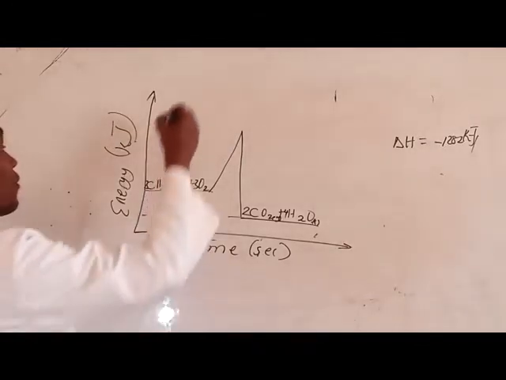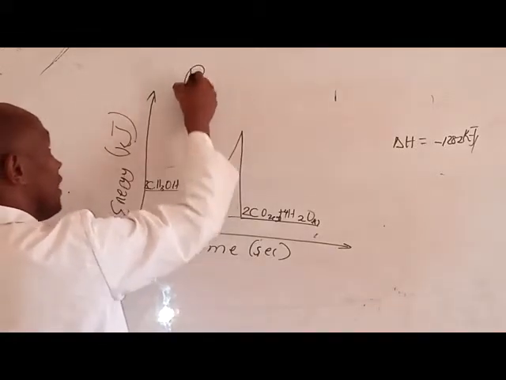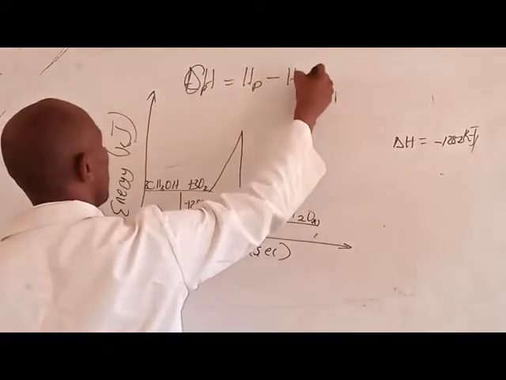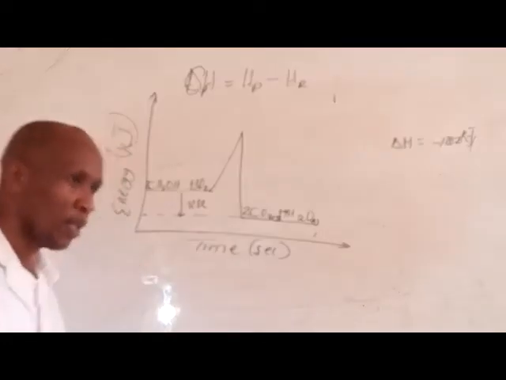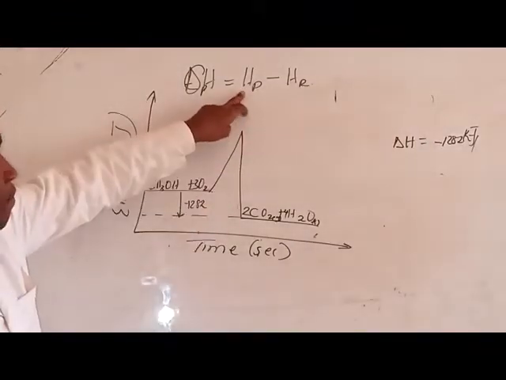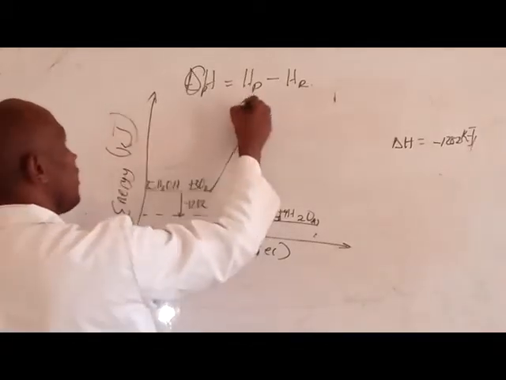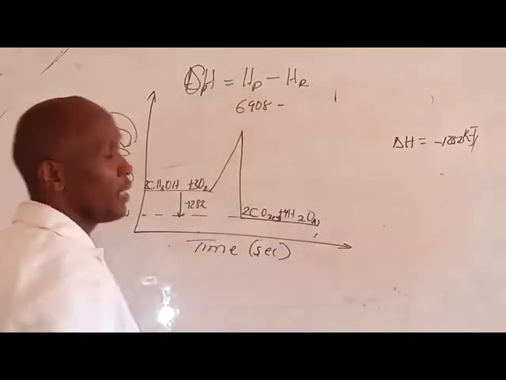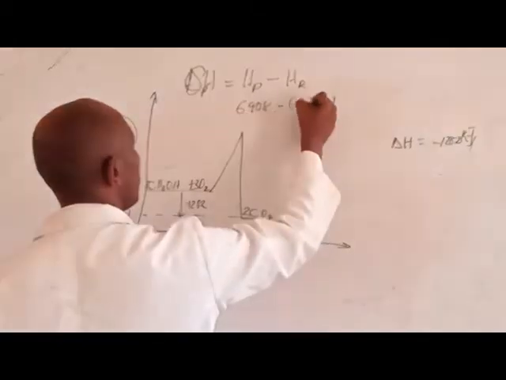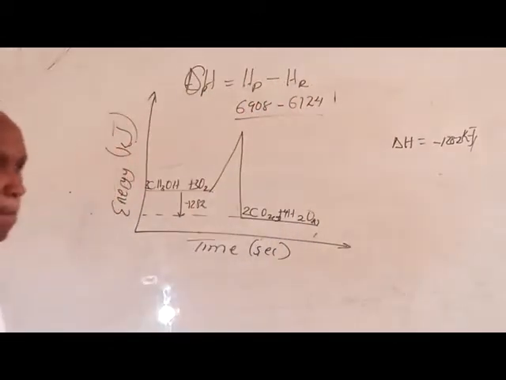The idea of trying to use the enthalpy, delta H is equal to heat of product minus heat of reactant. So you want to assume that the energy of the product we have calculated as 6908 minus the energy of the reactant as 6124. You want to put it that way.